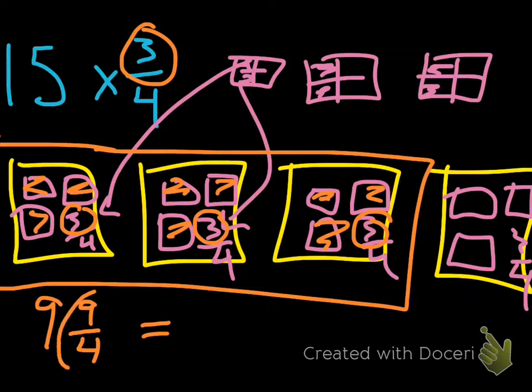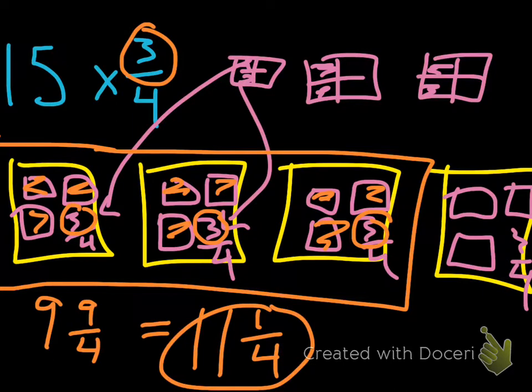Now I need to turn this part into a mixed number. So 4 goes into 9 2 times. I'm going to take that 2 and add it to this whole number, so that gives me 11. And then 4 times 2 is 8, so I'd have 1 left over. So my numerator will be 1, my denominator stays the same. So 15 times 3/4 would be 11 wholes and 1/4.